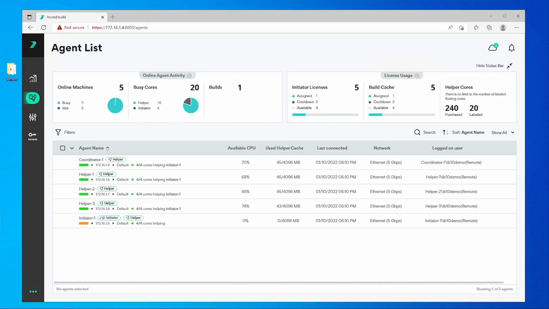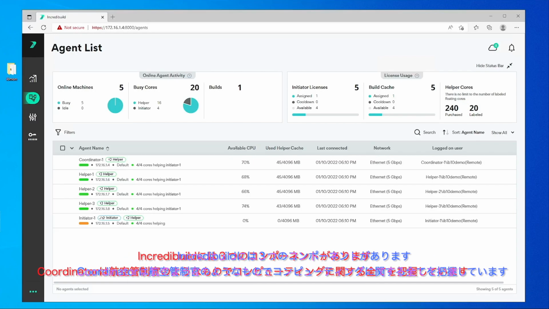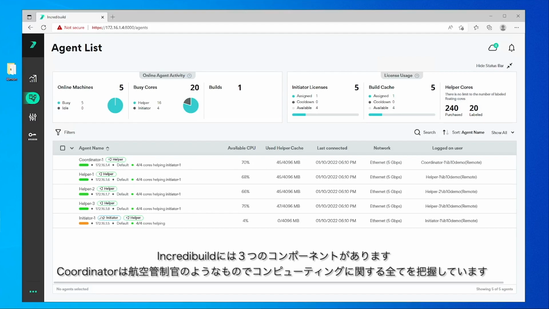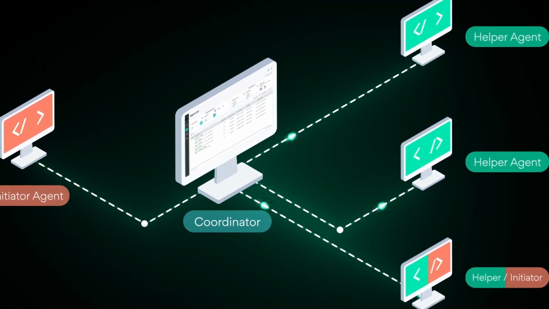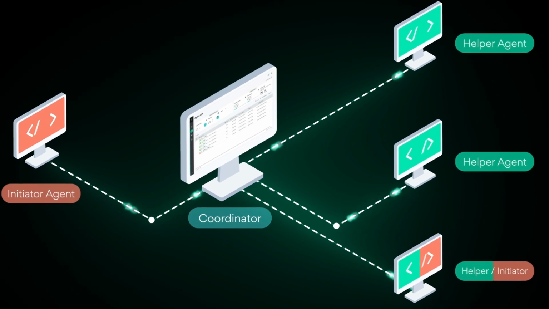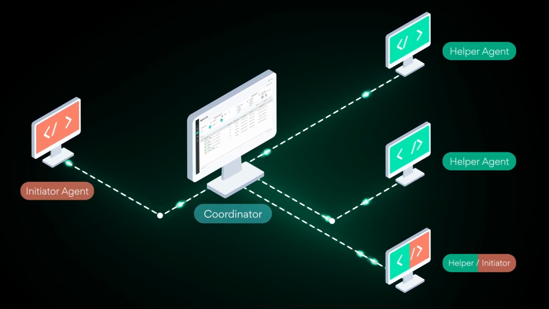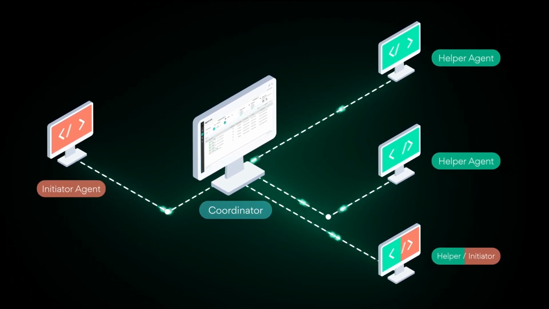Now, there's 3 main components to Incredibuild. There's the coordinator, which we have here. You can think of that as similar to air traffic control. It knows everything about the compute grid you've created, which machines are initiators, which are helpers, and what capabilities it may have to offer.